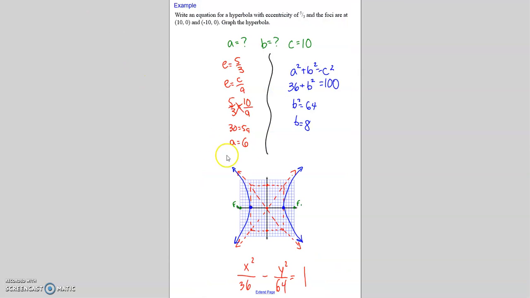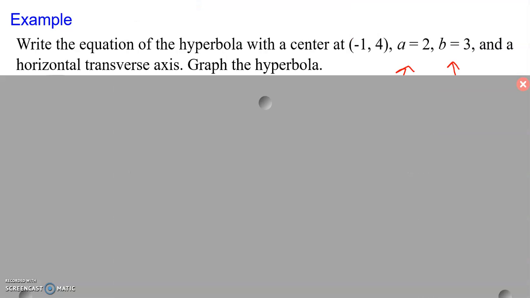All right, so there's that first example. Let's take a look at another one. And you can see here there are different pieces of information that we know. So for each one of these problems, you just kind of have to problem solve. You have to use what you know, figure out what you can, and then go from there using the equations.